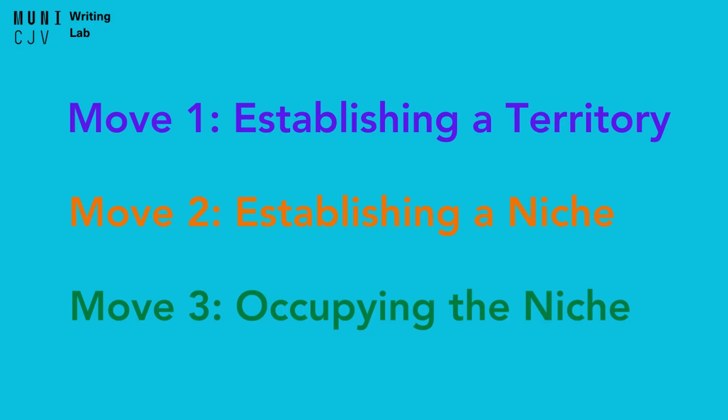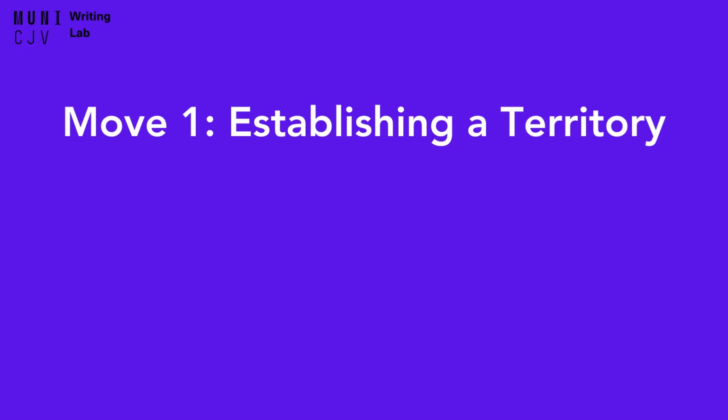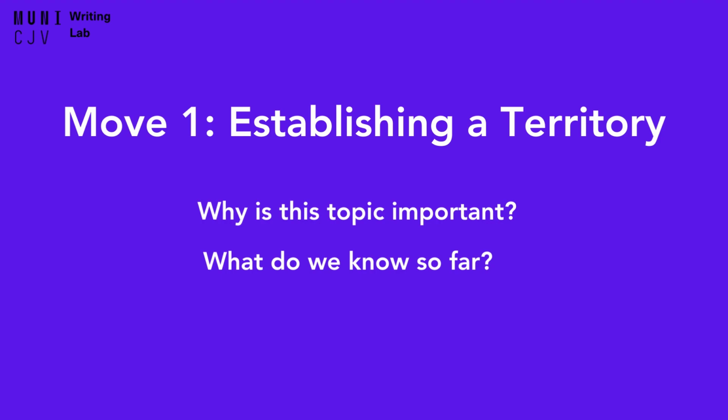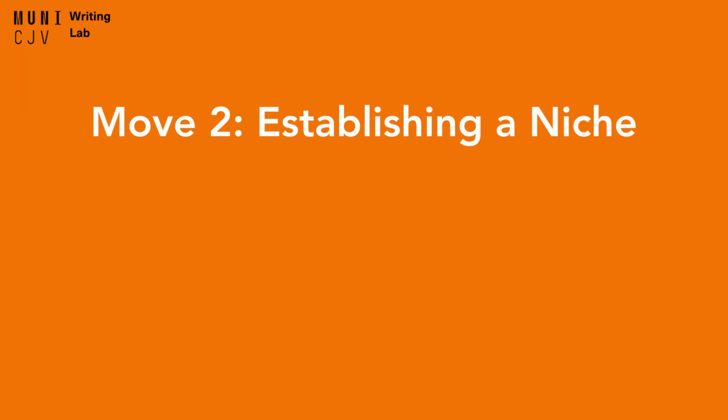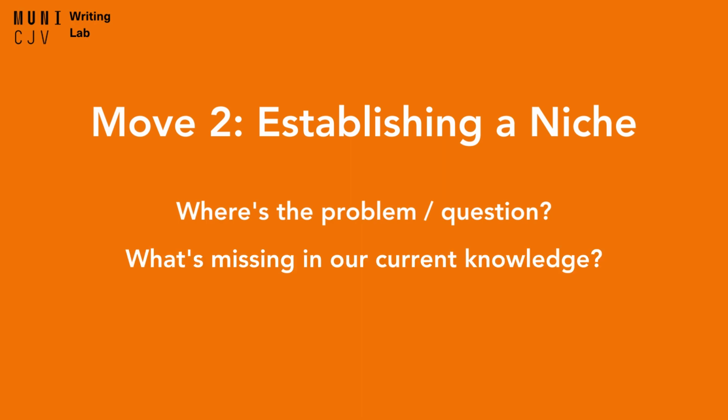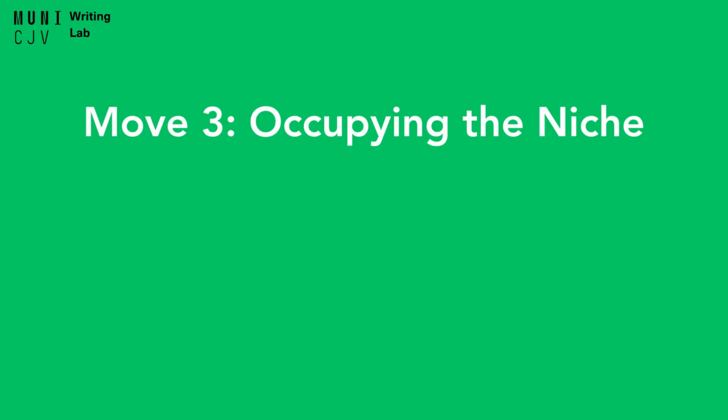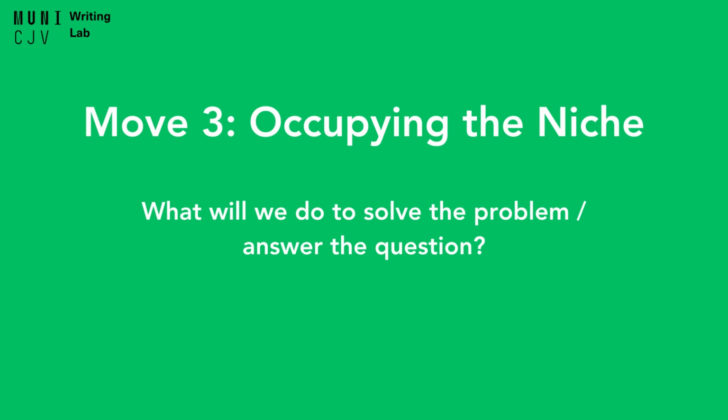When I introduce these three moves to my students, I like to put them into the form of questions that the reader might ask, and therefore the writer probably should answer in their introduction. For move number 1, why is this topic important, and what do we know so far? For move number 2, where's the problem or question, and what's missing in our current knowledge? And for move number 3, what are we doing or what are we going to do to solve the problem or answer the question?